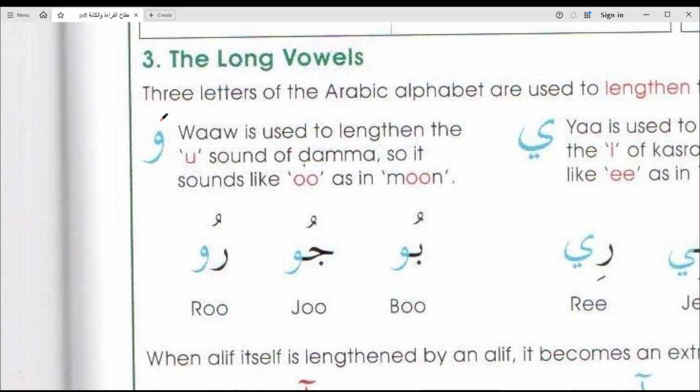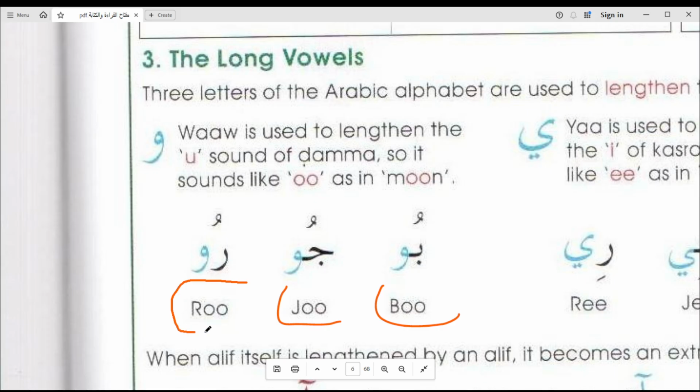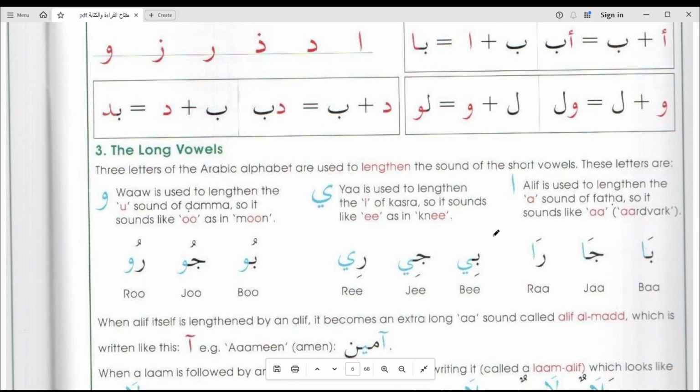If we also look at the waw. Waw is used to lengthen the U sound of the Damma. This is the Damma. So it sounds like oo, as in moon. Ba Damma is going to be Boo. The Damma sound and the waw sound have the same sound. So it's logical to elongate this waw sound because of the Damma. So I'm going to say Boo, Joo, Roo. All of these are only with these three long vowels: alif, ya, and waw.